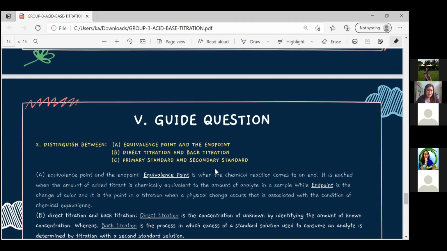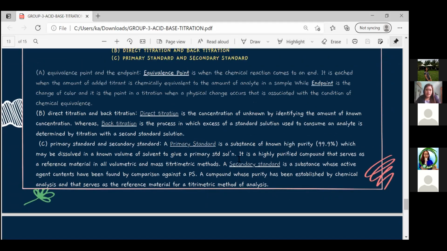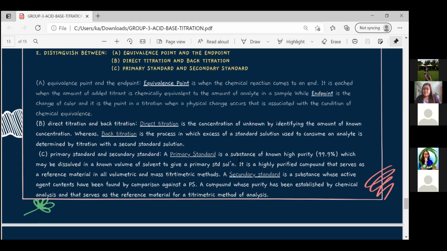Okay, and then we have to differentiate the following: equivalence point and endpoint. I already mentioned that the equivalence point is our theoretical point wherein the amount of the sample is chemically equivalent to the amount of our titrant, but we cannot observe it. What we can observe, class, is the endpoint, because at the endpoint there will be a change in color of the solution, and that is due to the indicator.